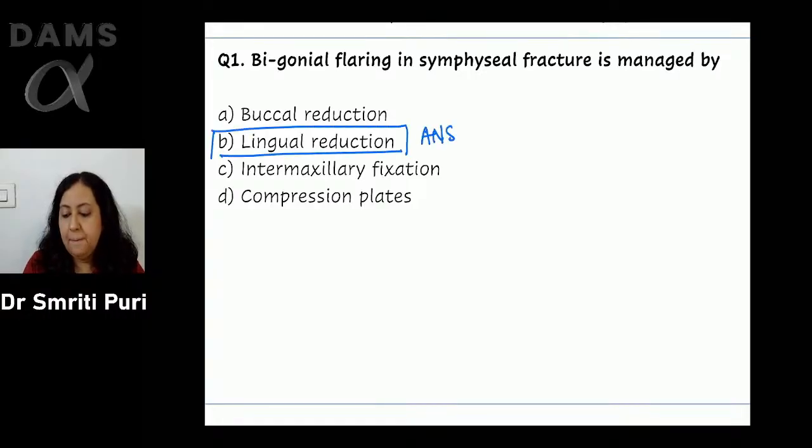Whenever there is a symphyseal fracture, it can cause lingual cortical splaying, or separation at the lingual cortex. So you need to reduce it. Your aim is to reduce the lingual cortical splay. But please remember, no plating is done at the lingual cortex. Plating is only done at the labial cortex. Please remember.